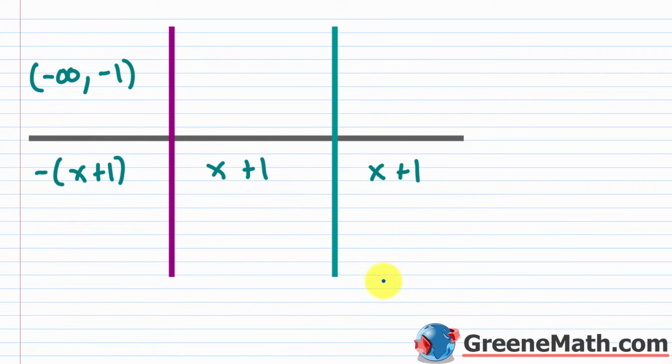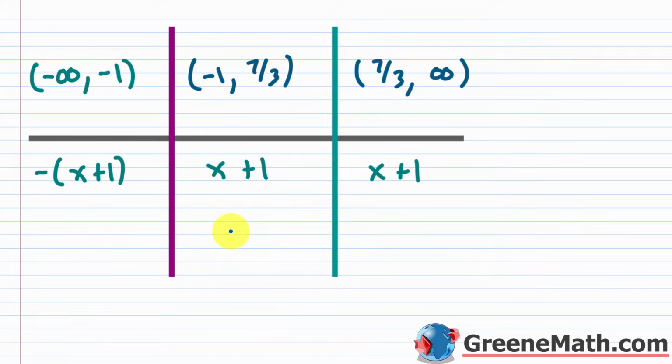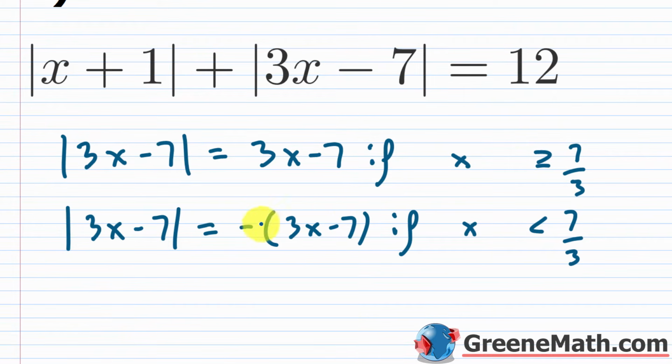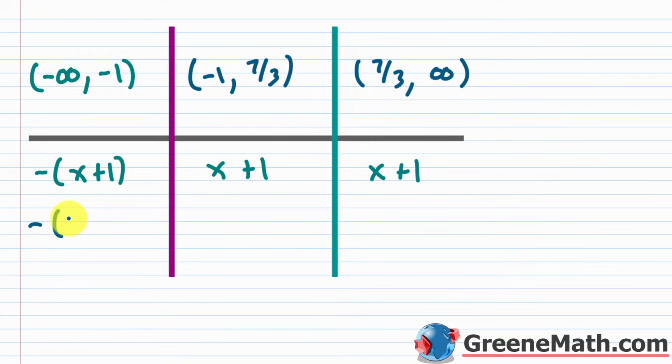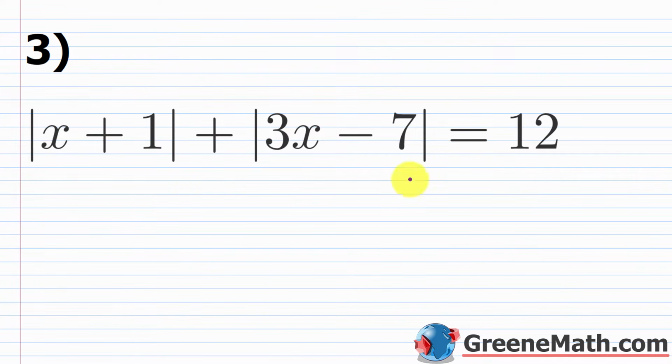So we're going to go down here, and we're going to think about the interval between negative 1 and 7/3, and then the interval that's greater than 7/3. Okay, and I'll talk about negative 1 and 7/3 in a moment. I know some of you are going to be confused as to why I didn't include it. So first off, anything that's less than 7/3, we know that we want the negative of this guy, right? So the negative of the quantity 3x minus 7. And then if I'm greater than 7/3, then I just want the expression 3x minus 7. Okay, so let me come back here and just copy this equation.